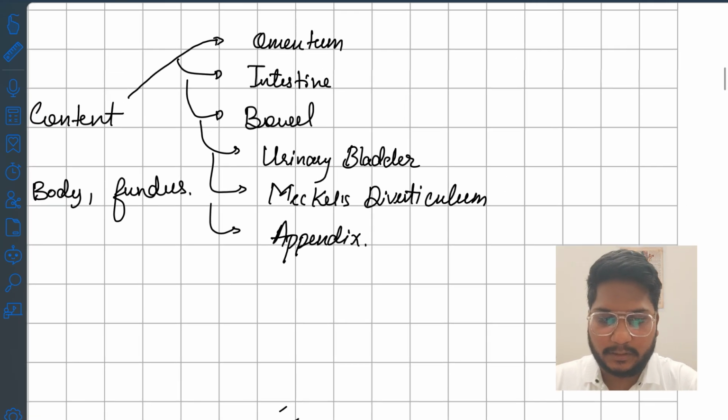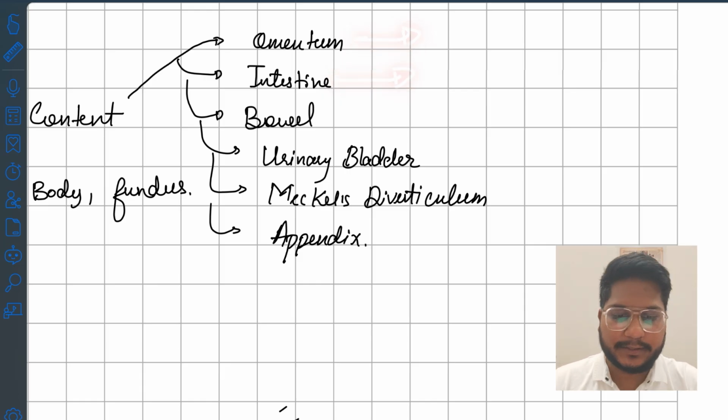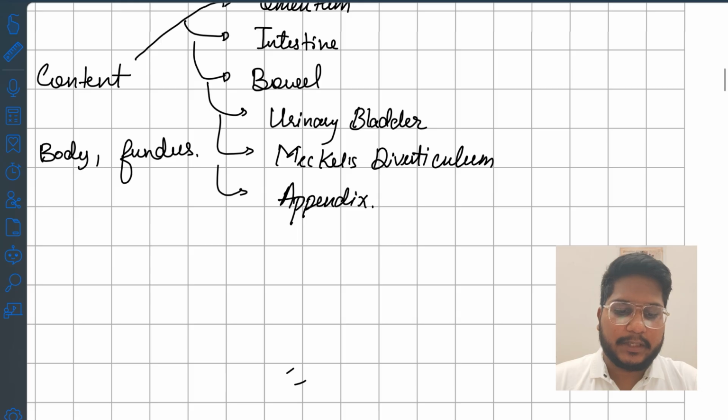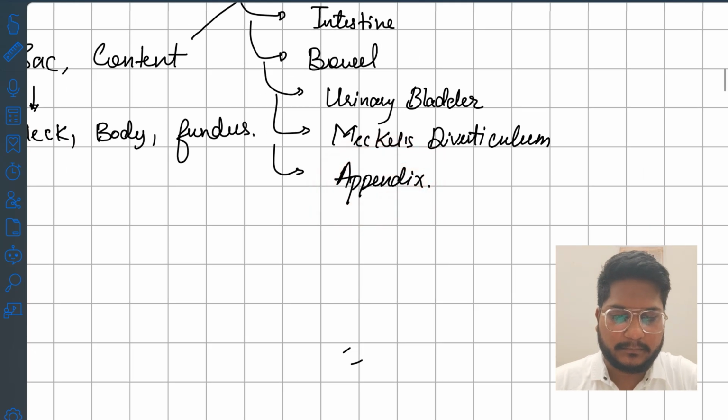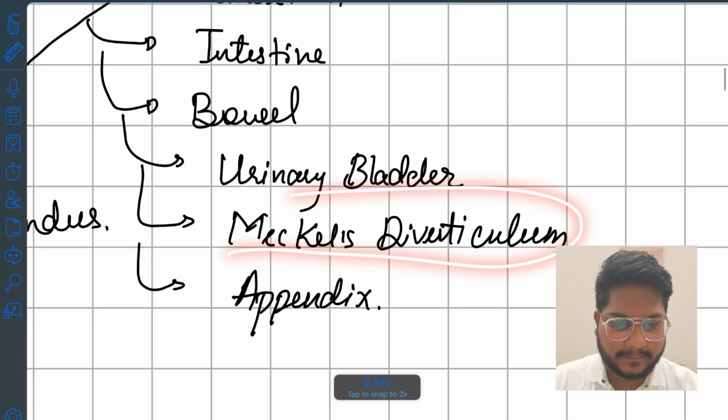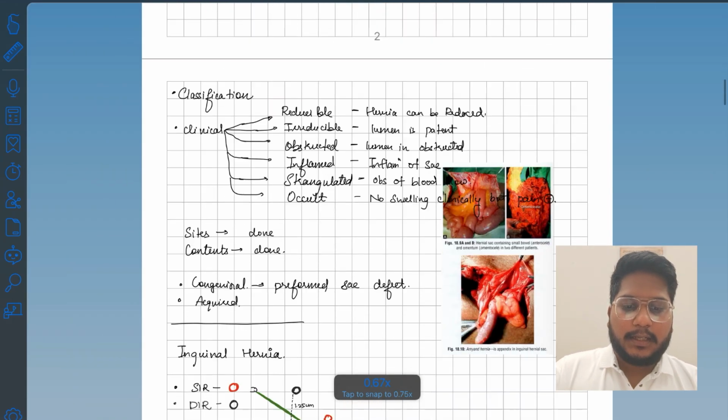Like in omentum, it is known as omentocele. When the content is intestine, we call it enterocele. In bladder, we call it cystocele. Then in Meckel's diverticulum, and then we have appendix, which is Amyand's hernia. I'm not able to remember the name for the Meckel's diverticulum. We will discuss it later. Then the classification.